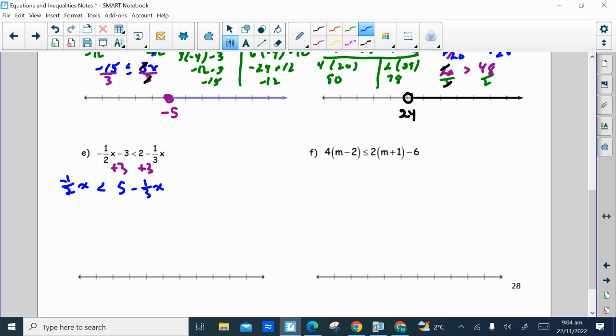Now, I'm going to get rid of the denominator. I have a denominator of 2 on the left, a denominator of 3 on the right. I'm going to get rid of those by multiplying both sides, multiply everything by the common denominator, which would be 6. That includes the 5. All 3 terms need to be multiplied by 6. Let me just write this a little more clearly.